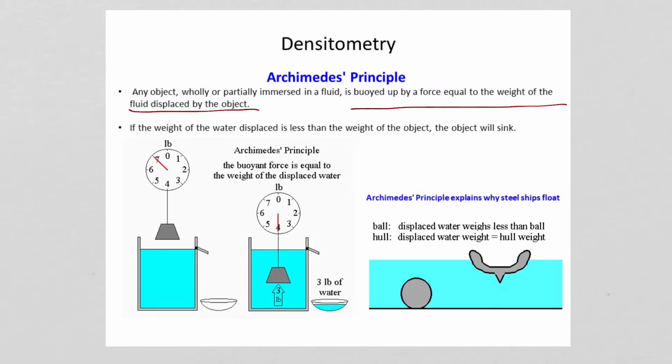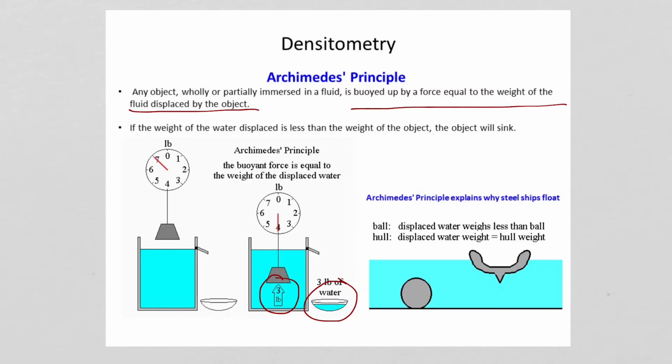And so that's shown in the example down below, where you can see you have the 7-pound weight, and then when it's lowered into the water, now it only weighs 4 pounds. Well, that shows you that there is some 3-pound force that is pushing up and supporting the weight of the object. Also, the water that has spilled over into this dish here is going to weigh 3 pounds. So the weight of the water that's displaced is equal to that buoyant force.